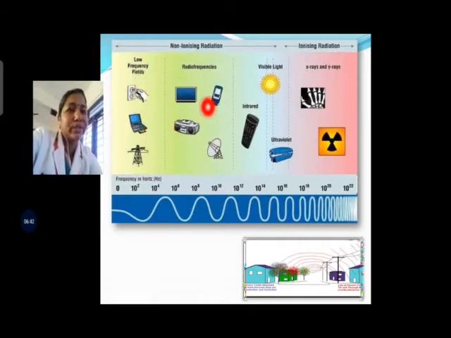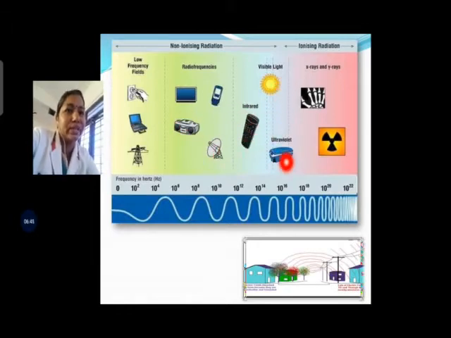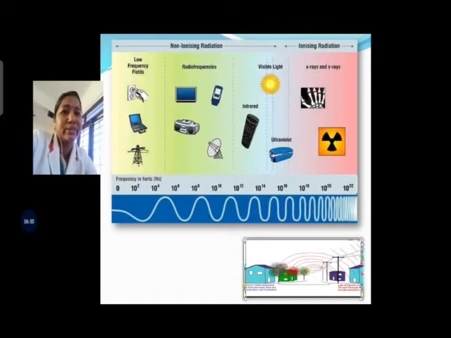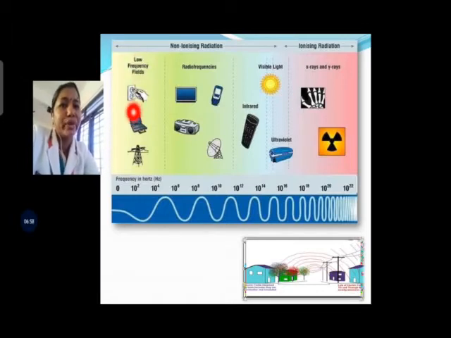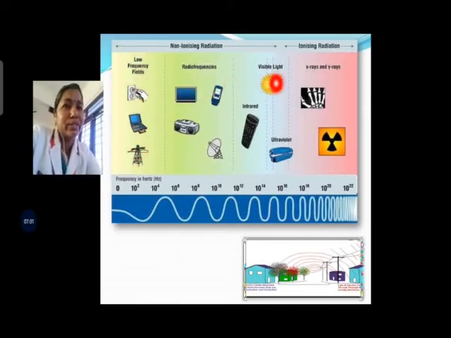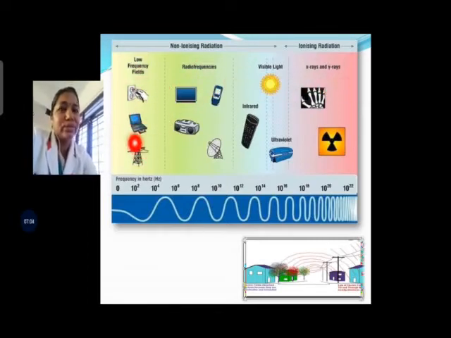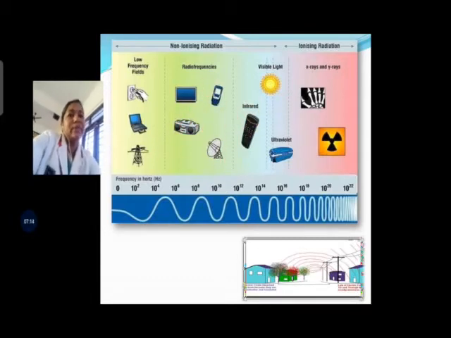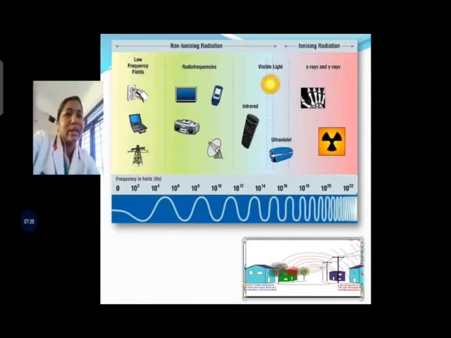Then radio frequency. Then visible light. X-rays and gamma rays, ionizing radiation. So here ionizing radiation. So here this is for low frequency field, radio frequency, visible light, X-rays and gamma rays. So some examples: power jacket, laptop, tower. Here we are having radio frequency: radio, TV, mobile phones and satellite antenna.